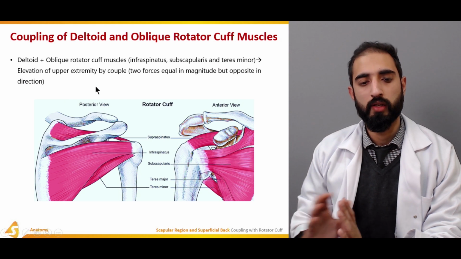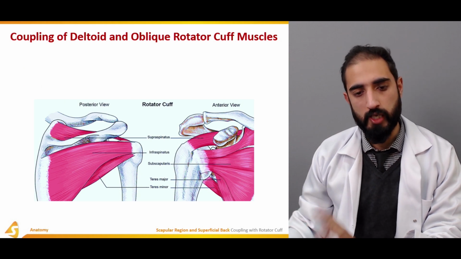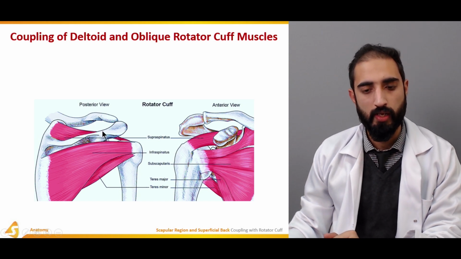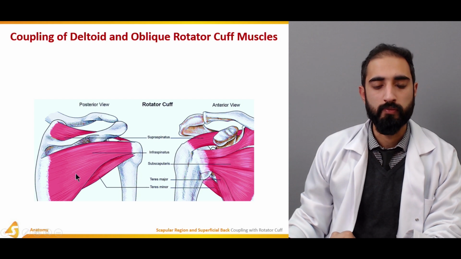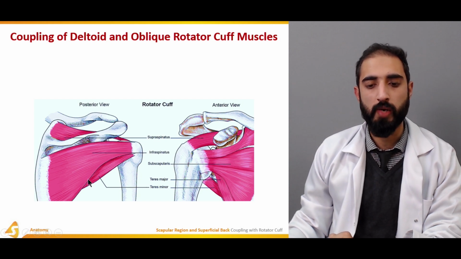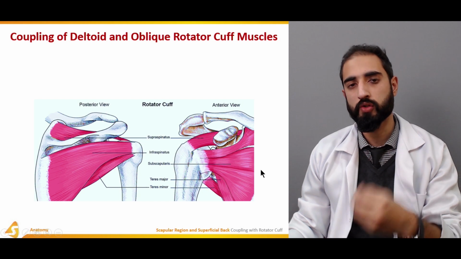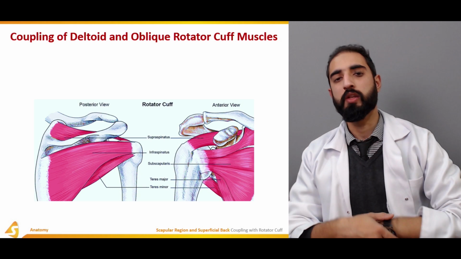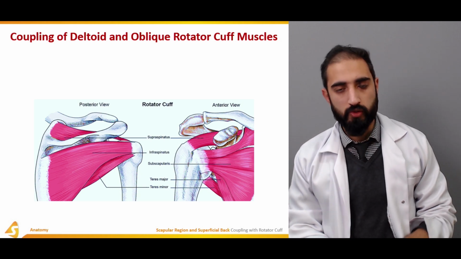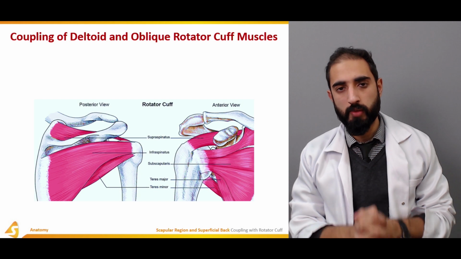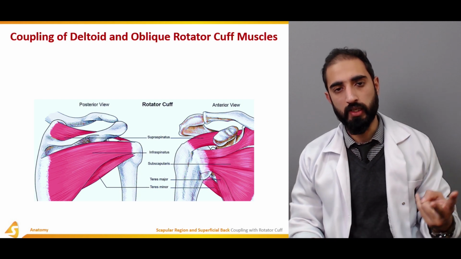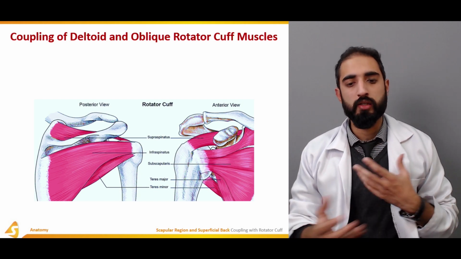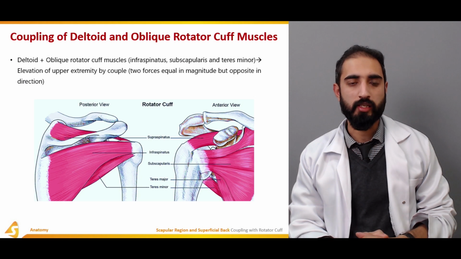So talking about the oblique rotator cuff muscles, as we can see in this picture, the supraspinatus is lying completely horizontally. All the other muscles are at an angle, including the infraspinatus, teres minor, and subscapularis. So their line of action of force is oriented obliquely, and that is why they are known as the oblique rotator cuff muscles. So there are three muscles in it: the teres minor, the infraspinatus, and the subscapularis.